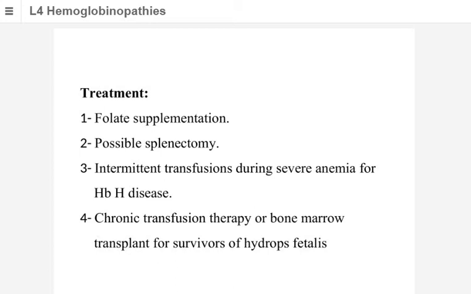Treatment of alpha thalassemia: folate supplementation, splenectomy, intermittent transfusion, chronic transfusion therapy, or bone marrow transplant for survivors of hydrops fetalis only.